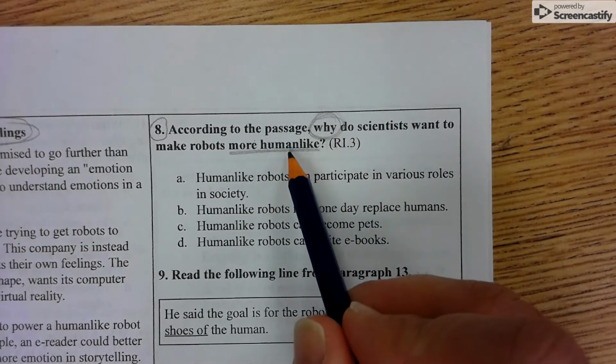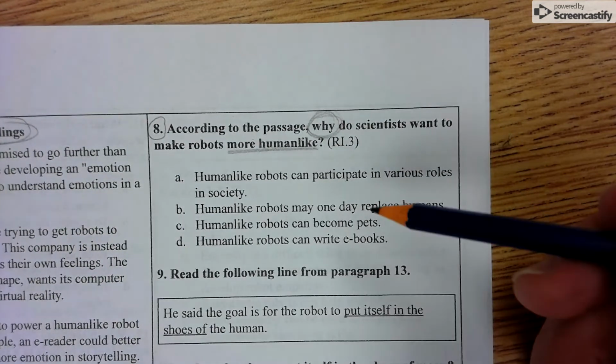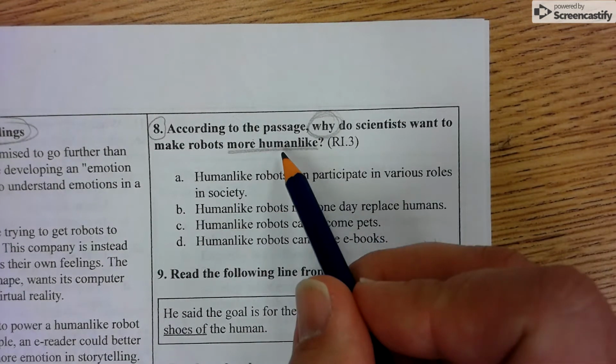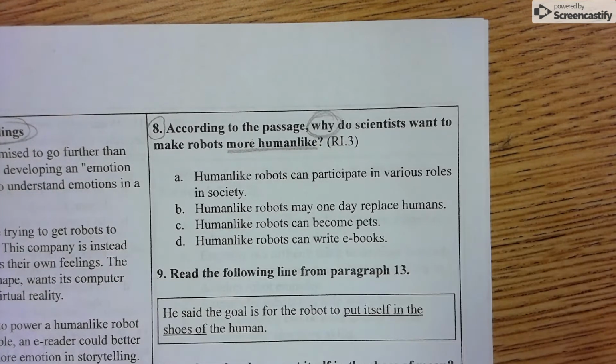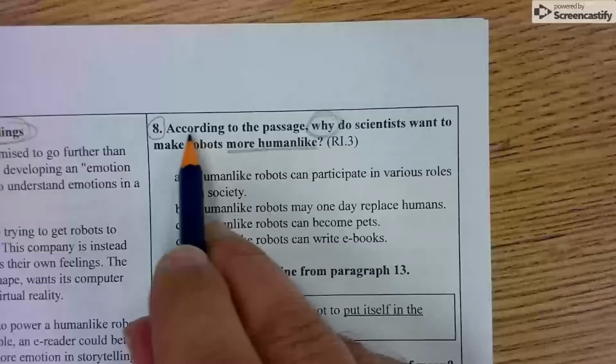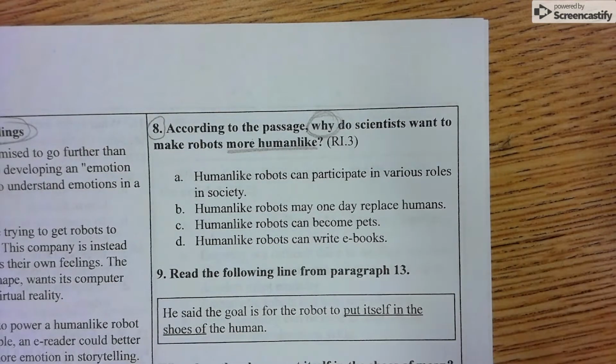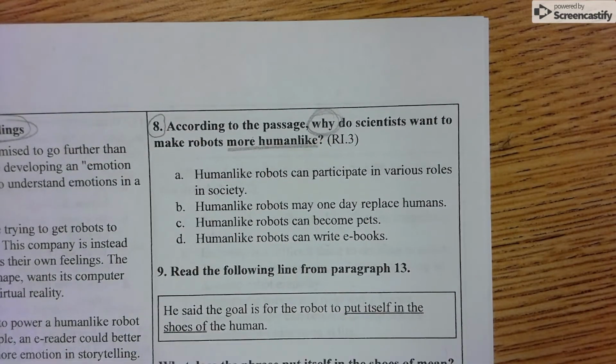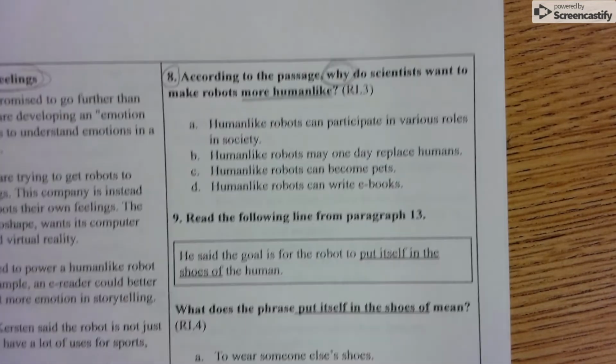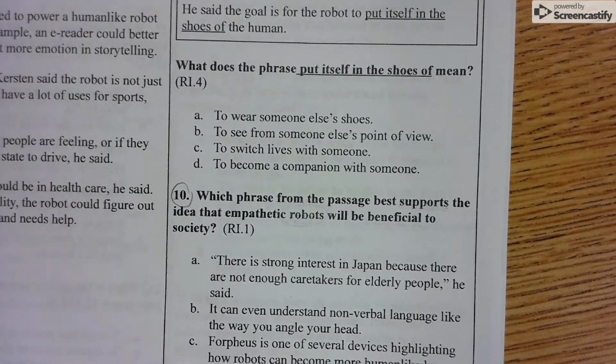Why? We know they're making robots. That's what the passage is telling us. But the question is asking, why make them human-like? So my answer that I'm looking for is going to tell me why they're making them more human-like. So again, that breaks this long question down into 3 important words. Why more human-like? And that's what I'm looking for as I'm reading.